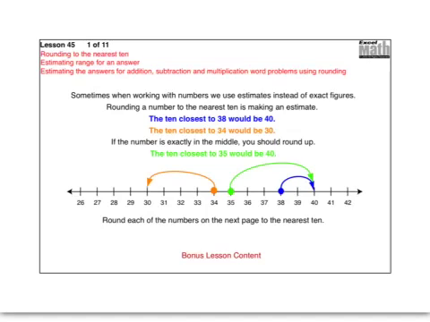Today we're going to be learning about rounding to the nearest 10 and estimating range for an answer, estimating answers in addition, subtraction, and multiplication word problems using rounding.